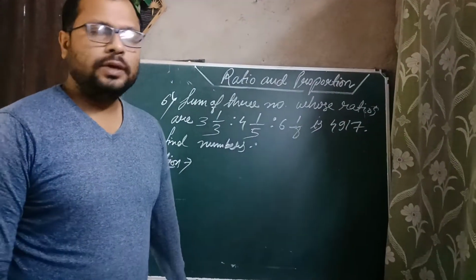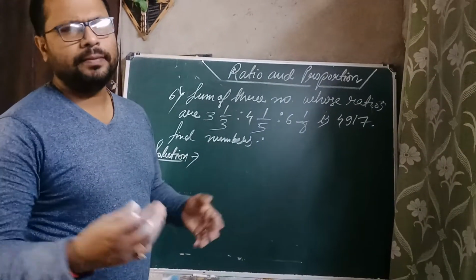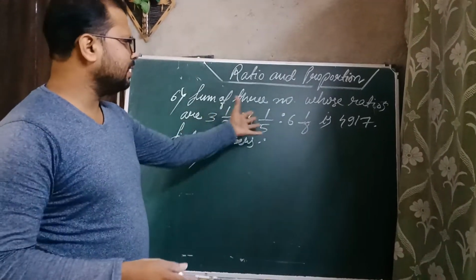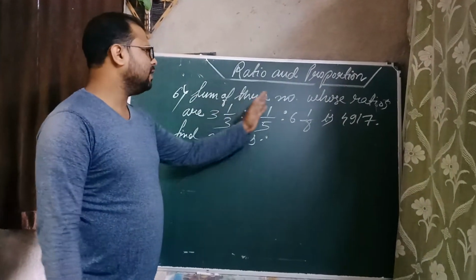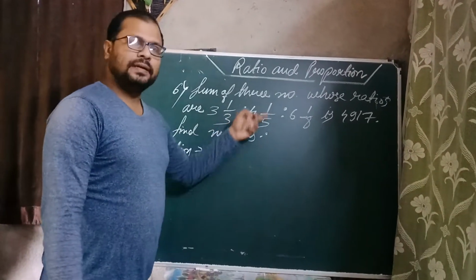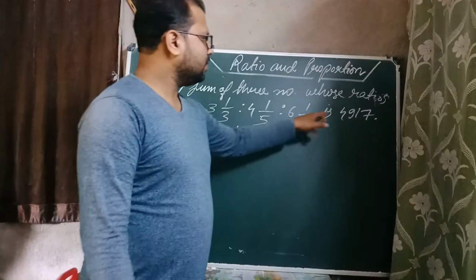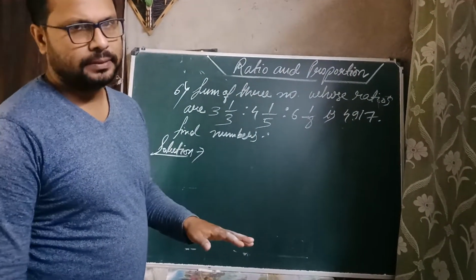Now students, I have taken question number 6 of exercise 6A. Word problem. I felt that this question may create problems for you people. So I have taken this question. The sum of 3 numbers whose ratios are given, 3 1/3, 4 1/5 and 6 1/8, and the sum is 4917. And we have to get the numbers.